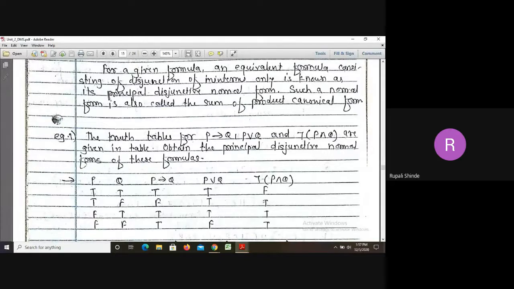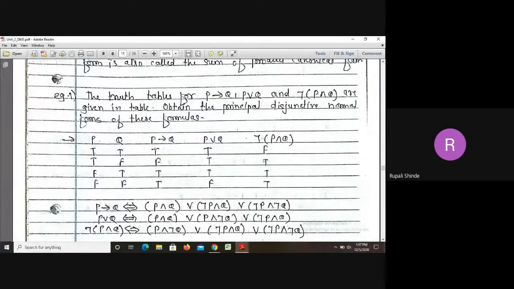If you observe this P conditional Q, here we have to check where we have written T in this column, and for that respective T, what are the values of P and Q. Then from that we can define the PDNF for that formula. Check here for this P conditional Q, the first value is T, and for that T, the values of P and Q are T and T. In short, both the values are in their original form. So for this first T, we can write the minterm as P and Q.